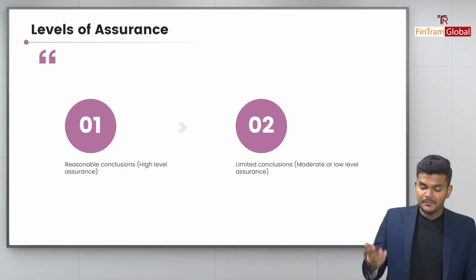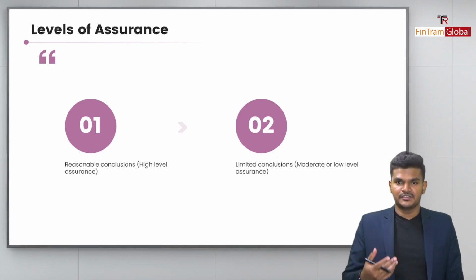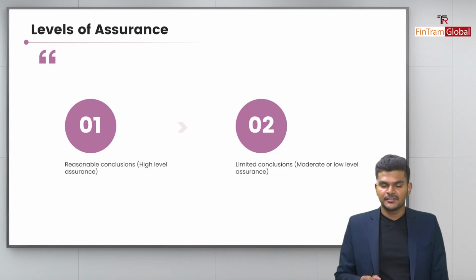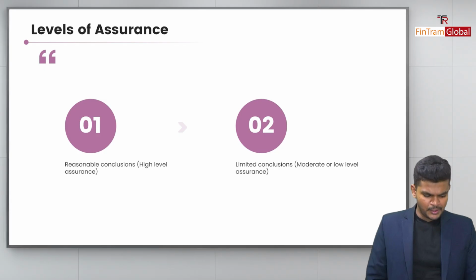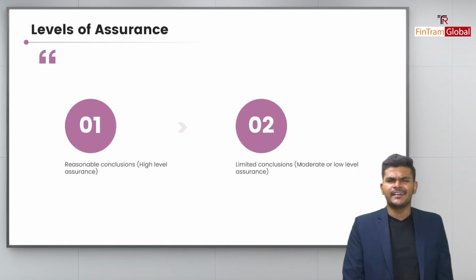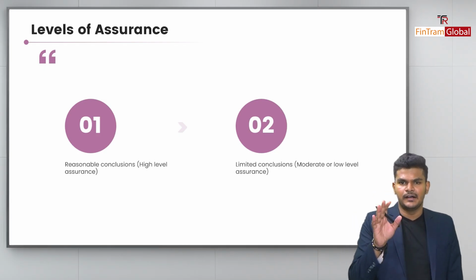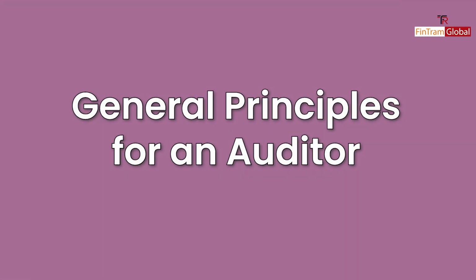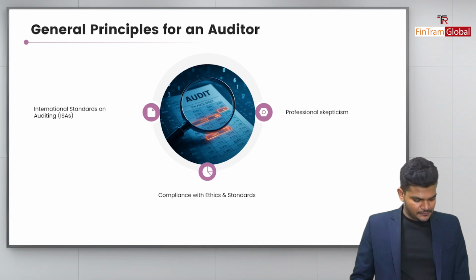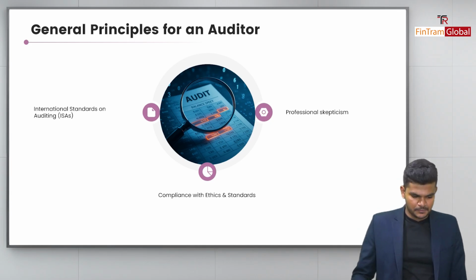And, limited assurance is basically, as I mentioned earlier, a low to moderate level of assurance, which is less than reasonable assurance. Okay, folks. So I would say that reasonable assurance is around 95%, 95 to 99. Okay, folks, around that range, I would say. Now, when we talk about the general principles for an auditor to follow, there are three major principles, right?